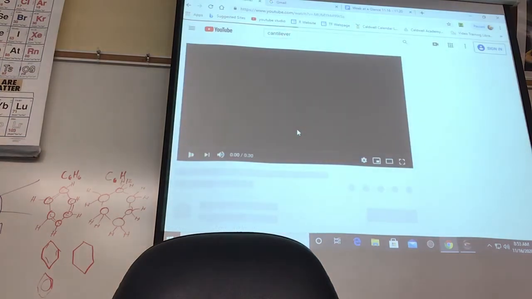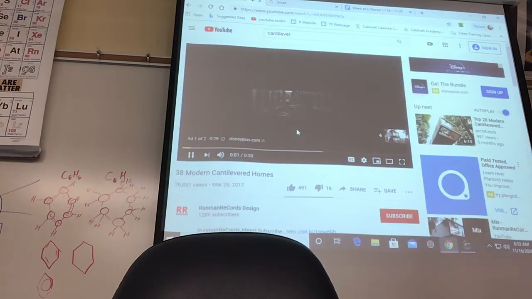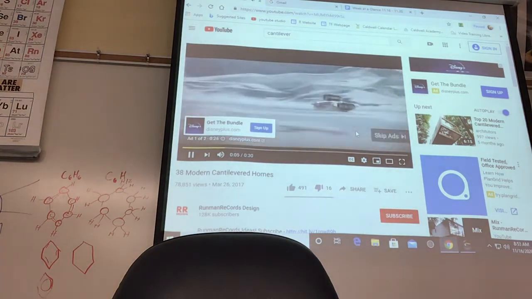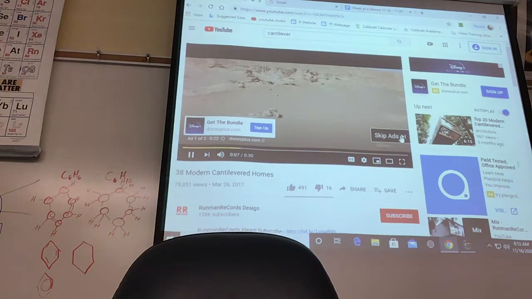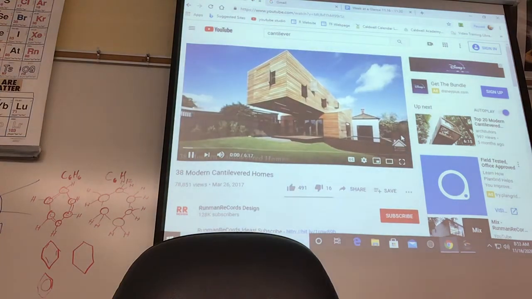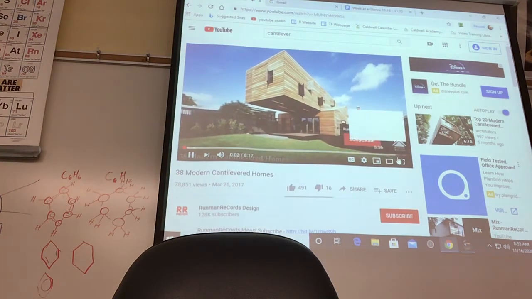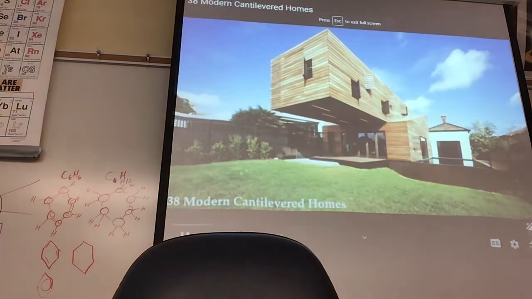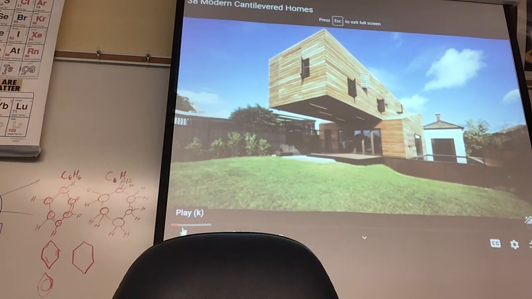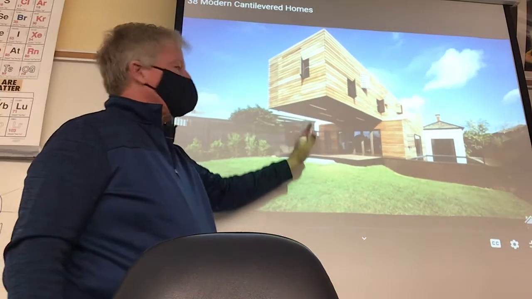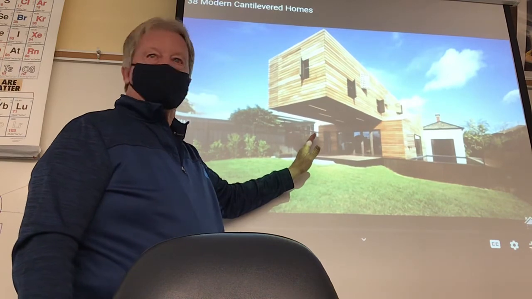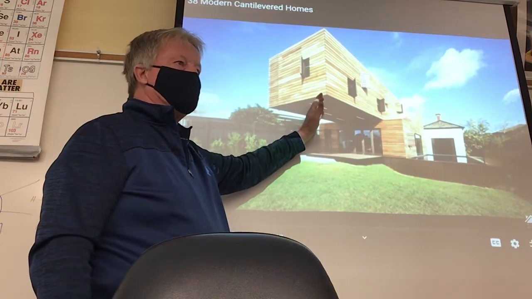Okay, let's look at some homes that are cantilevered. And here's one. Okay, so look at this house right here. Now, you understand what's going on here? There's no wall here to support all that weight. So how is all that weight being supported?